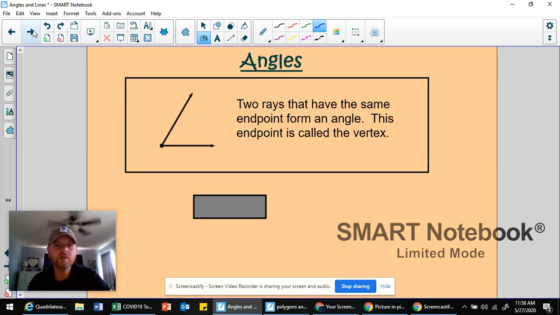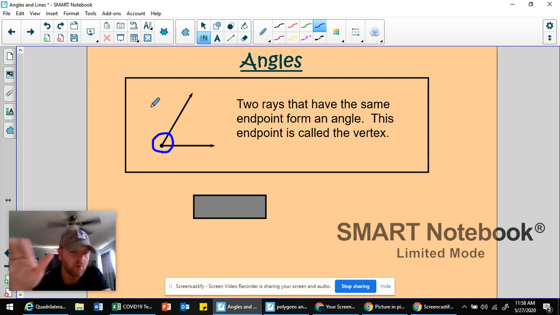Angles. So when you have two of those rays that have the same endpoint, they form what's called an angle. This endpoint is called the vertex. So if you look, we have a ray here, and then we have another ray here, and they are sharing this endpoint. This is what we call the vertex, okay?